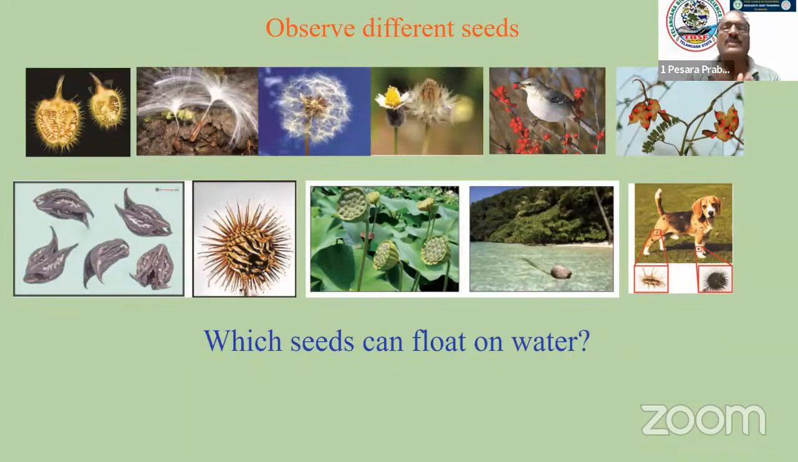Which seeds can float on water? Now tell me, according to these seeds, if the seeds are heavy, what will happen? They may fall on the ground, or even though they fall on the water, they may sink to the ground. So which seeds can float on water? The seeds which have feathers, the seeds which are very light in weight, the seeds which have layers like coconut, in which air is present. That type of seeds may float on water.